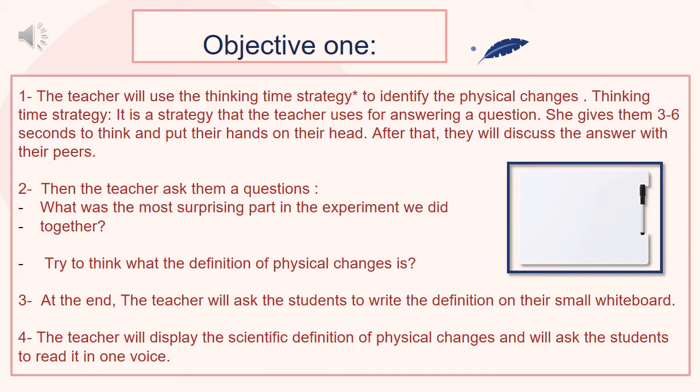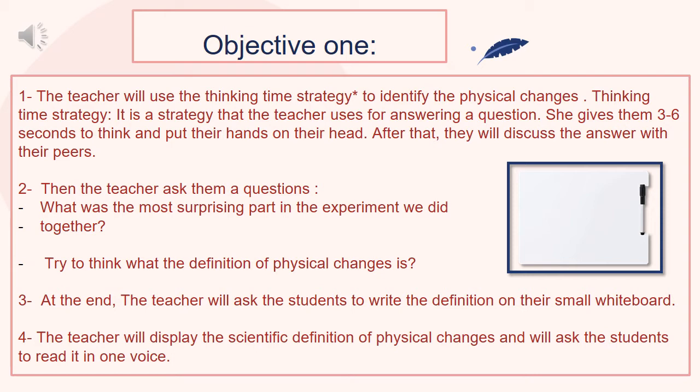Thinking time strategy is a strategy that the teacher uses when asking a question. She gives them 3 to 6 seconds to think and put their hand on their head. After that, they will discuss the answer with their peers. Then the teacher will ask them a question: what was the most surprising part in the experiment that we did together? Then the teacher says, try to think what is the definition of physical change.